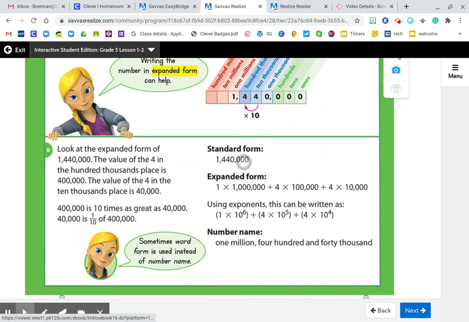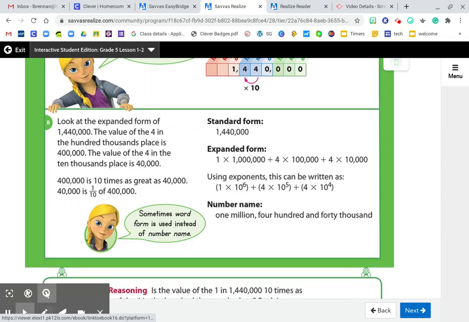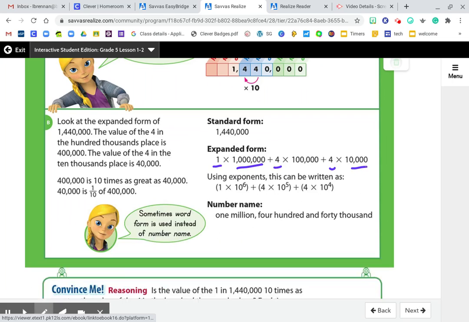Standard form is the way we normally write a number. Expanded form is when you bring it out. And there are 3 ways to write expanded form. You can write the expanded form using the digits and the value. You can also use expanded form using exponents. And you can also use expanded form using standard numbers. So there's 3 different ways to write expanded form. I know that's kind of annoying, but you've probably seen it like this.